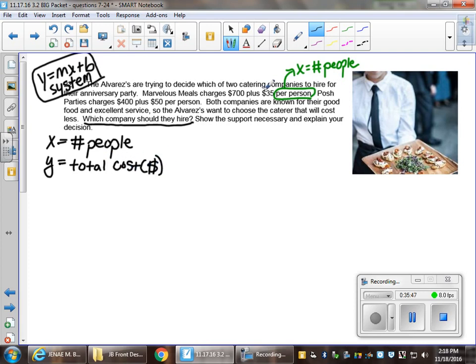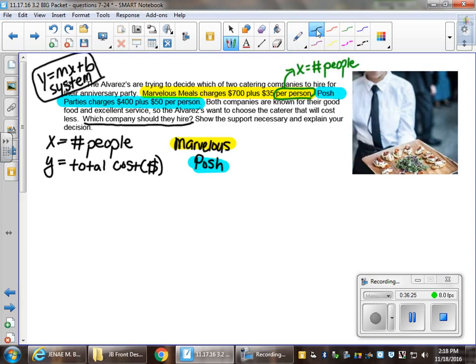Let's go find our two companies. It talks about Marvelous Meals. I'm just going to say Marvelous. And Posh Parties. Just say Posh. For me, Marvelous will be yellow. So Marvelous Meals charges $700 plus $35. Oops, I highlighted a little too far. $700 plus $35 per person. That's all I know about Marvelous. And then Posh Parties charges $400 plus $50 per person.